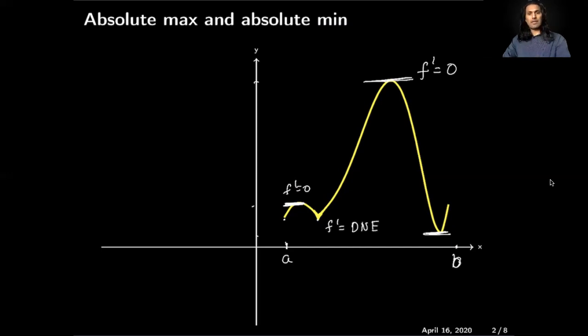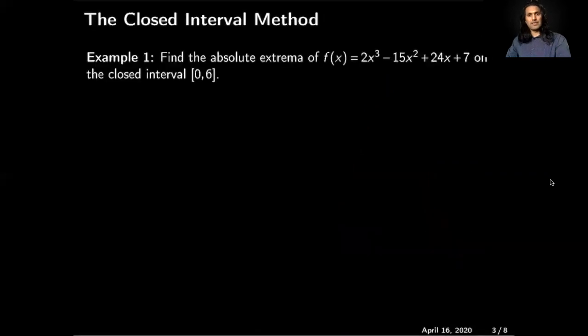So these are all the critical values of this function, but the absolute max and absolute min are the largest and the smallest values at these points. So to find them, first we need to locate all these points where the tangent line is either horizontal or does not exist, and then we will compare the y values at these points to identify the largest and smallest y value of the function. Let's practice this technique on some examples.